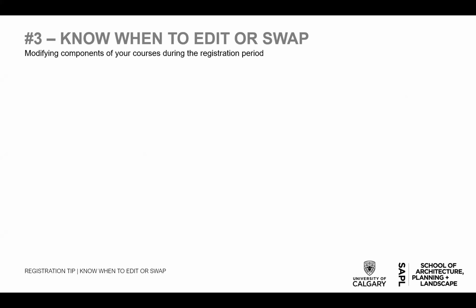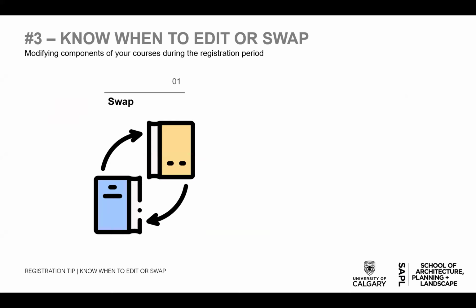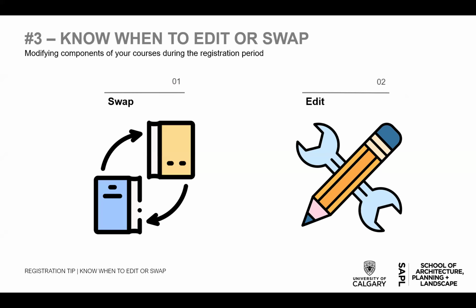Tip number 3 is to know when to use the edit or swap function. As a reminder, from the registration terminology video, swapping a class means to trade one course for another. The edit function allows you to change the secondary component of a course, which is usually the lab or tutorial, while the main component of the course, such as a lecture, stays the same.